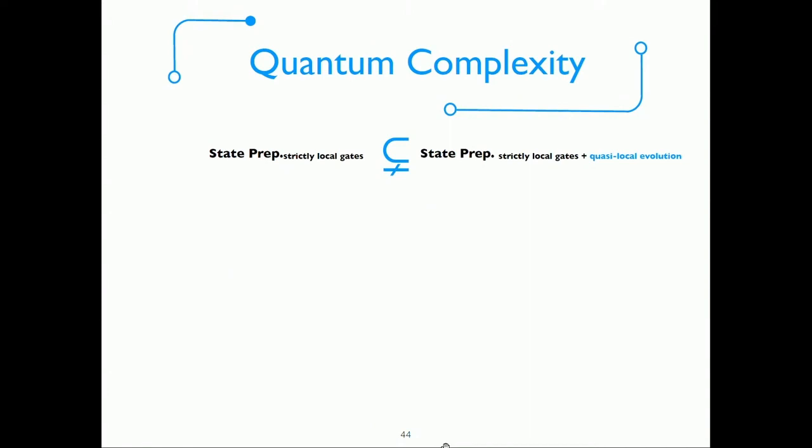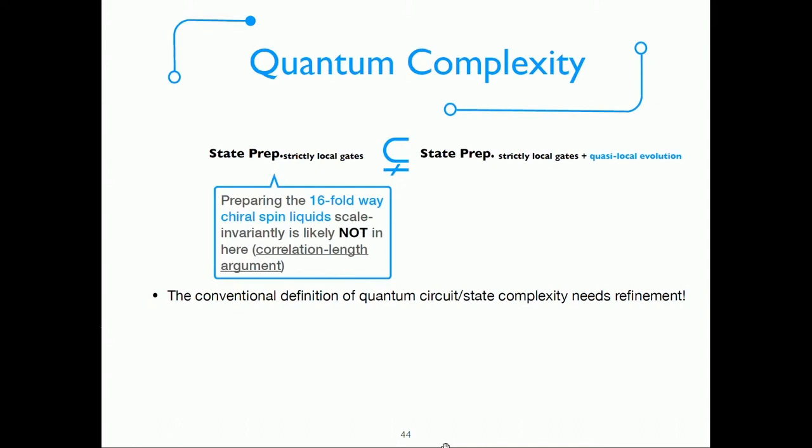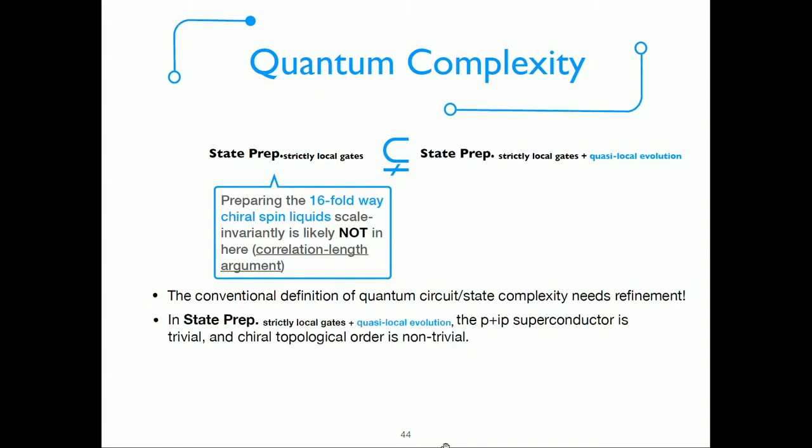So finally, we can have some new understanding of the quantum complexity of many-body states. We noticed that the conventional definition of quantum circuit state complexity needs some refinement. If we only consider state preparation complexity with strictly local gates, then this 16-fold way of chiral spin liquids is likely not in this category, because of the correlation length no-go argument. But if we add this quasi-local evolution circuit, you can prepare such states. And with this classification, the p plus ip superconductor is just trivial, but with the old classification they are non-trivial, which is a bit strange. And the chiral topological order is instead non-trivial.